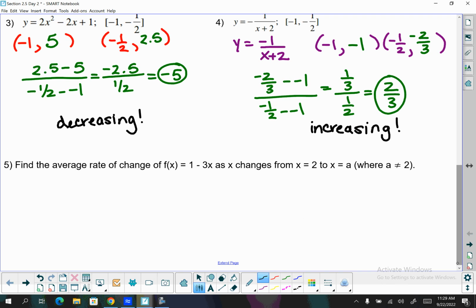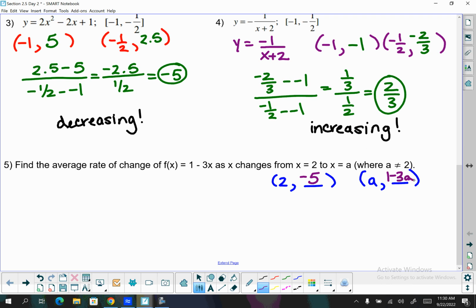So it starts out the same way. My 2 points. My first point has an x coordinate of 2. My second point has an x coordinate of a. All right, if you plug 2 into this equation, what are we going to get out? 1 minus 3 times 2. What do we get? We're going to get -5, okay? If I plug a in for x, I actually can't simplify anything. I just replace the x with a. So that looks like 1 minus 3a. That's all I can do.